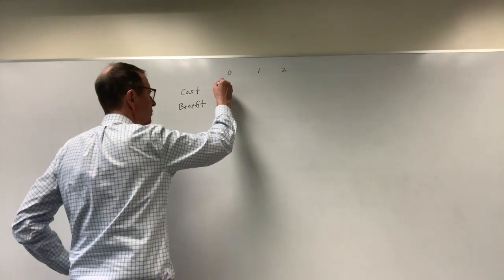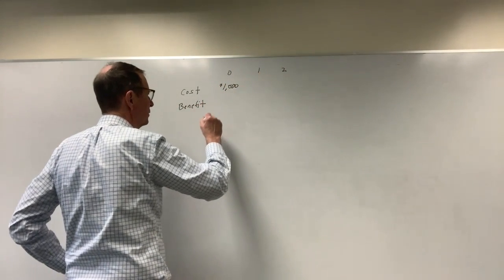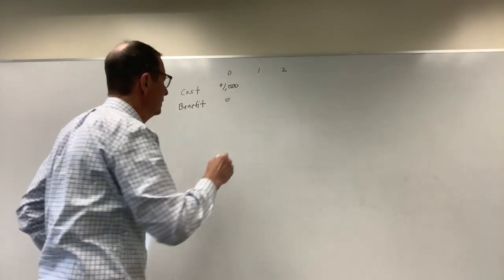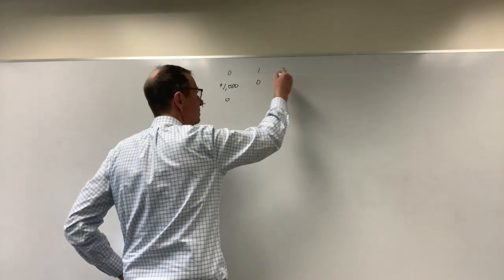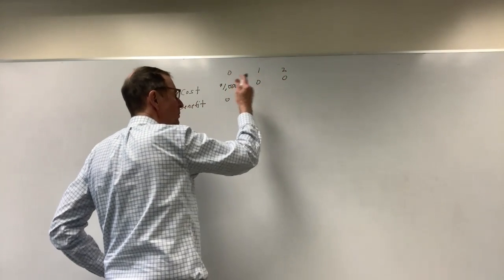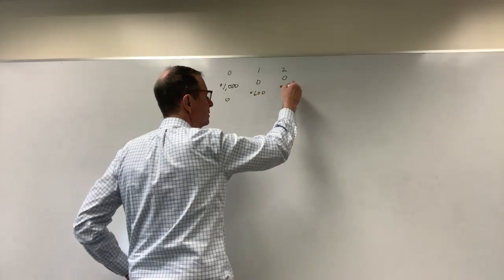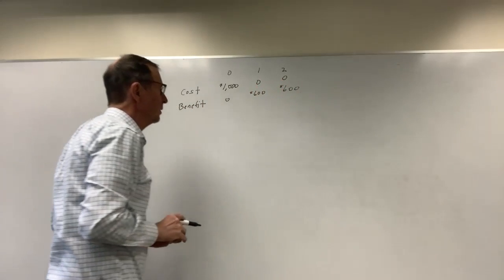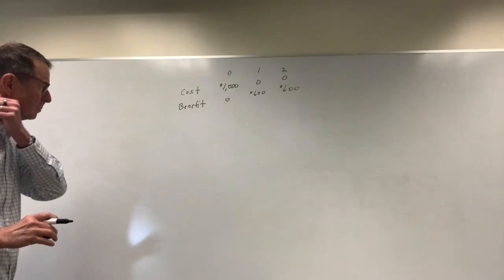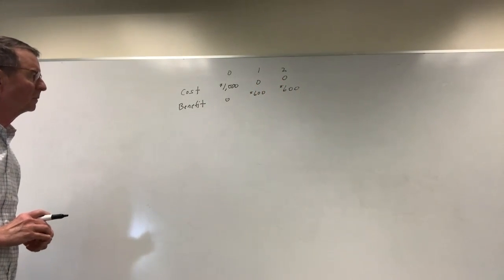Let's say the cost is $1,000. There's no benefit in period 0. There's no cost in periods 1 or 2. But after you incur that cost, you receive 2 periods of benefits of $600 a piece. Is this a profitable investment?